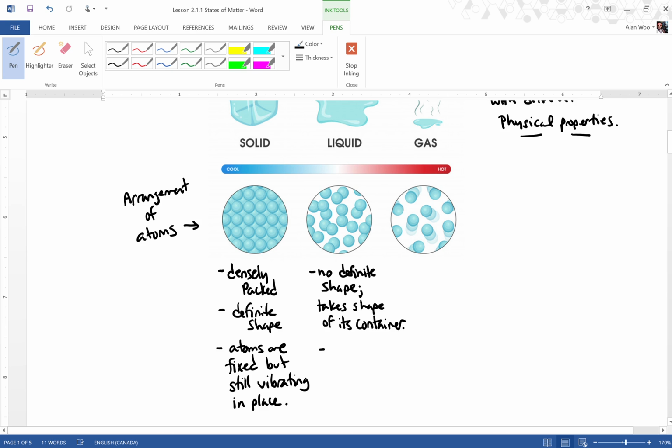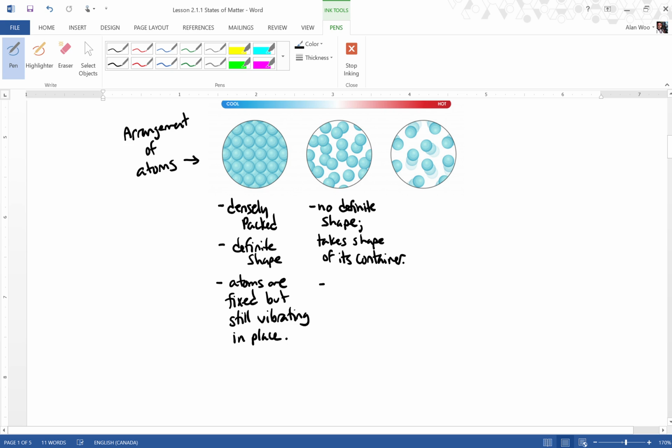Now, in terms of its movement, these atoms basically slide past each other. So atoms slide past each other. That's why you see this flowing movement in most liquids.